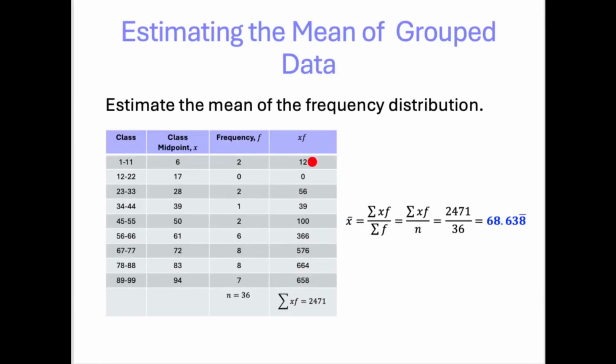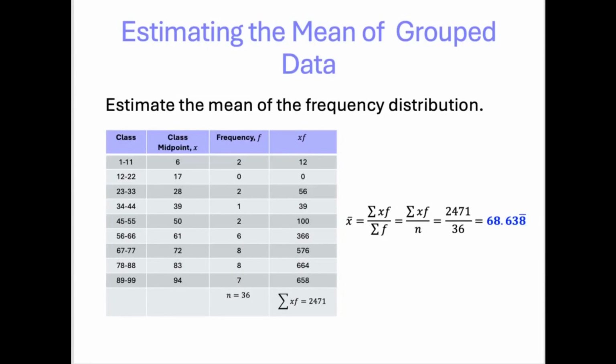And when we get the sum of each of those midpoints times the frequency of the class for that midpoint, it comes out to 2,471. So that's what goes here on top. And then the sum of the frequencies, that's n. Well, that equals 36. So that's how many data points you have. And then if I take 2471 divided by 36, I get 68.638. And that 8 with a bar on top just means 8888. It just keeps on going as a repeated decimal there.